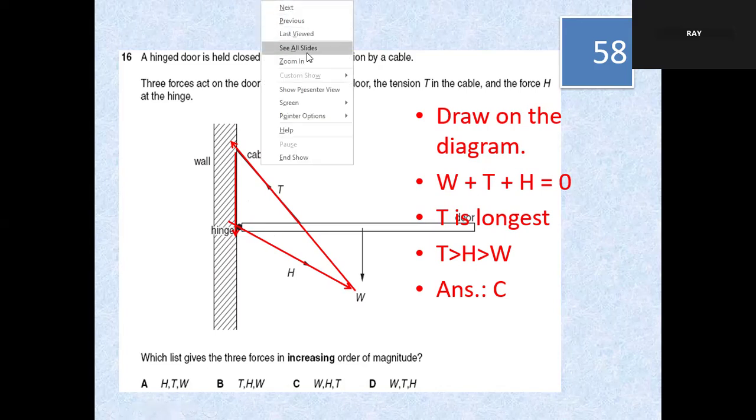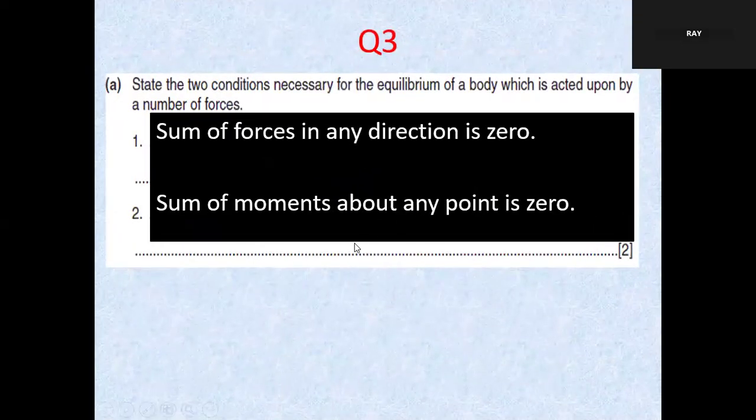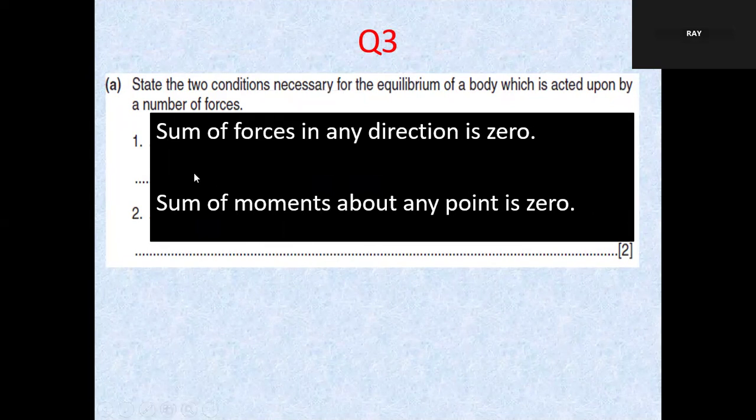Okay, let's try a structured question. Why do I keep on giving you all the answers?